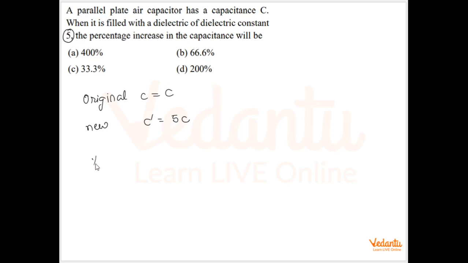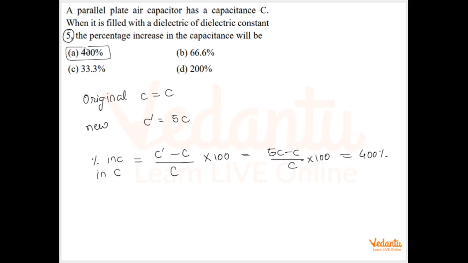Now I have to calculate the percentage increase in capacitance. That will be equal to the new capacitance minus the original capacitance whole divided by the original capacitance into 100. That will be, beta, equal to 5C minus C by C into 100. That becomes 400%. Option A will be the correct answer.